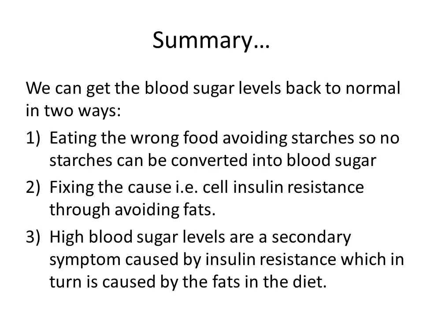We can get the blood sugar levels back to normal in 2 ways. Eating the right food, avoiding starches, so no starches can be converted into blood sugar. This avoids the problem of not being able to handle starches. Or we can fix the cause, in other words, the cell insulin resistance, which we can only do through avoiding fats. So the high blood sugar levels are a secondary symptom caused by the primary symptom of insulin resistance, which in turn is caused by the fats in the diet.